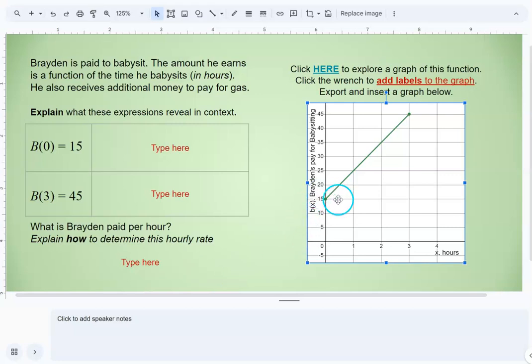To get the slope of the graph, the change in Y divided by change in X, you could say it went up from 15 to 45. It went up $30, and it took 3 hours. So it went up exactly $10 per hour. So that was his hourly rate.